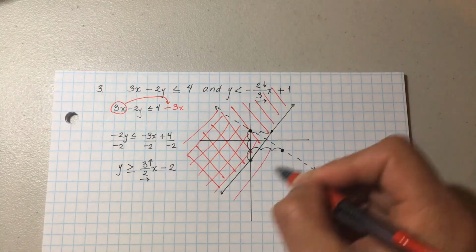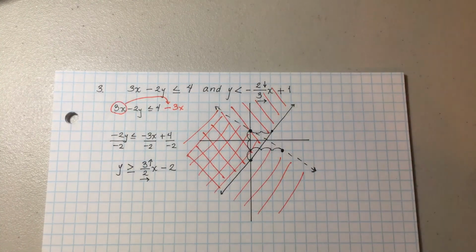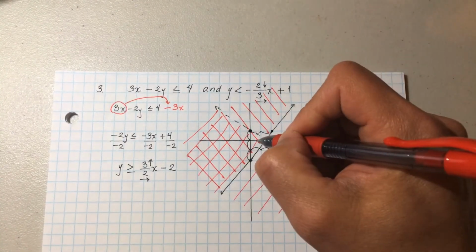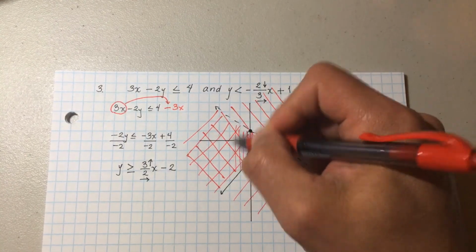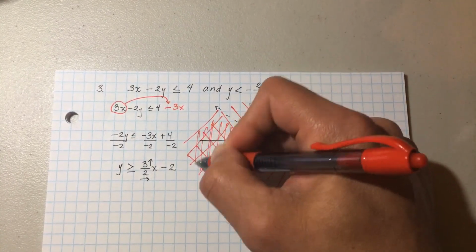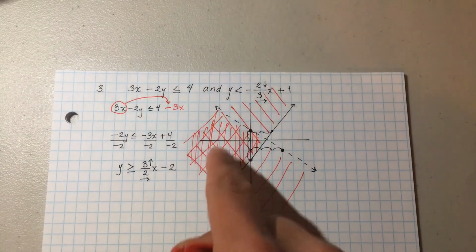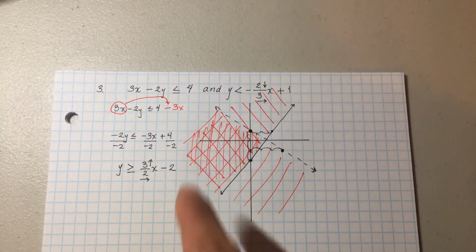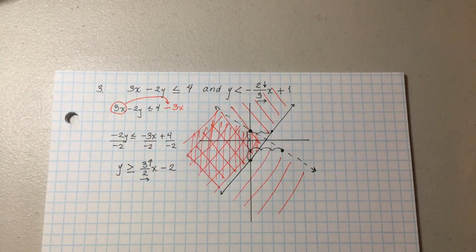Okay? Everything. So what part are we interested in? This part here. Esta parte es la que estamos interesados. This is the solution area for both. Okay? Esta es la área de solución. This is our solution area that makes both inequalities true.